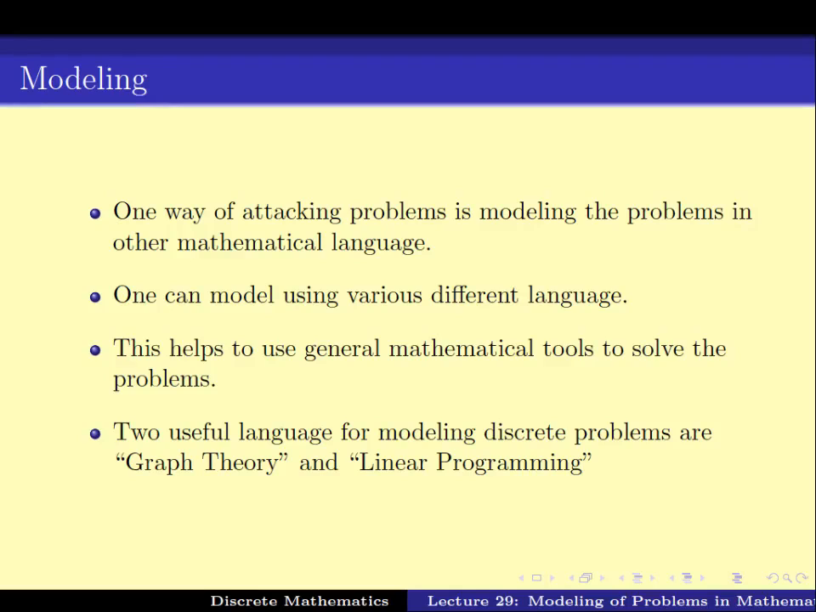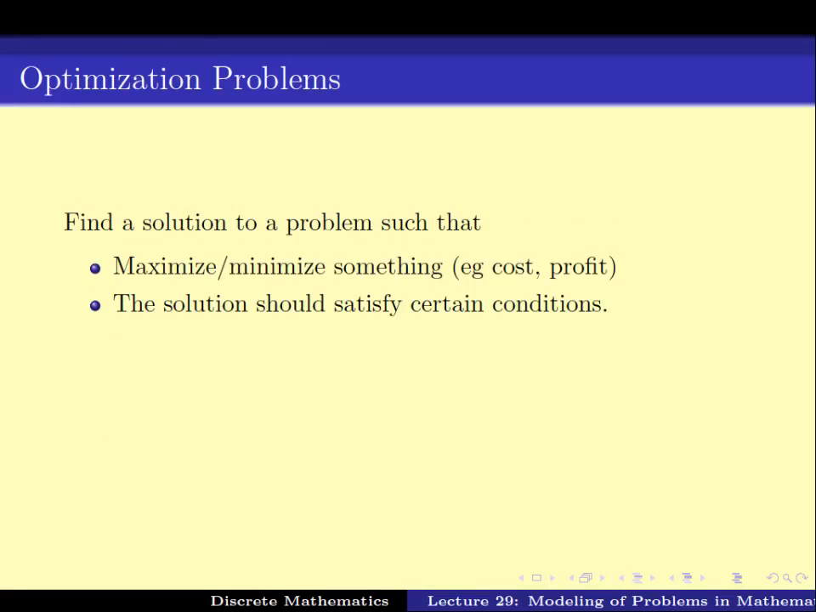Right? So while graph theory we saw is mostly used to represent binary relations, linear programming is used to solve optimization problems. Now, what do we mean by optimization problem? It means that we want to maximize or minimize something, say for example cost of something or profit of something and so on, under certain conditions being satisfied.